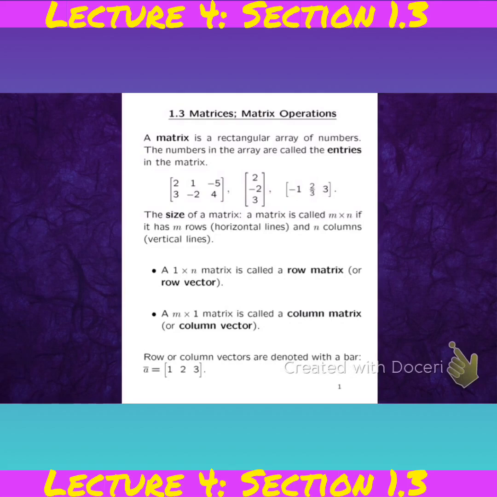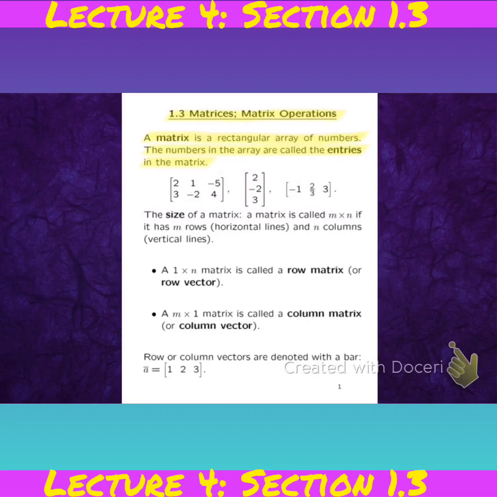But before we do that, just recall that a matrix is a rectangular array of numbers. The numbers in the array are called the entries in the matrix. As examples, the encircled numbers are the entries.